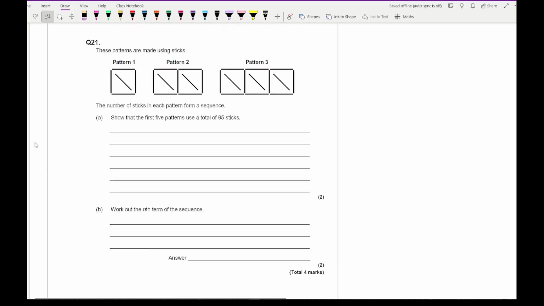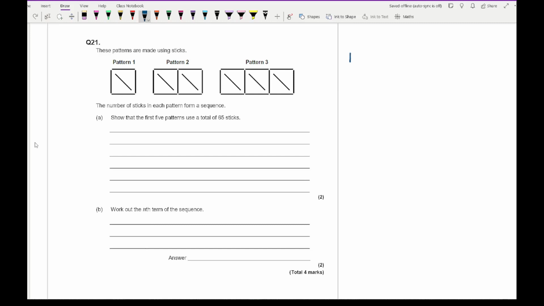Then moving on to question 21, we move on to sequences, and it says these patterns are made using sticks. The number of sticks in each pattern forms a sequence. Show that the first 5 patterns use a total of 65 sticks. Remember that this is not asking you to draw the 5th pattern. It's not a case of showing that the 5th pattern uses 65. What I need to do is add up and work out what the number of sticks is going to be.